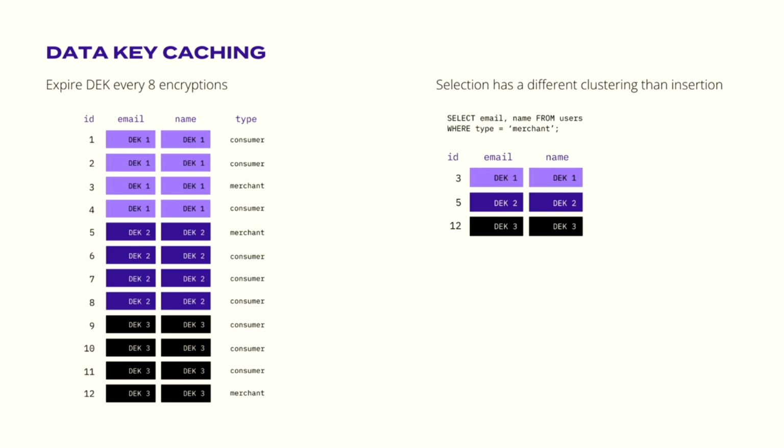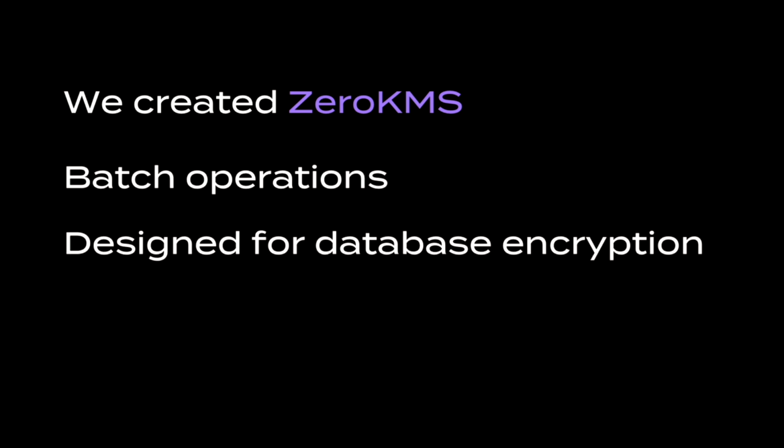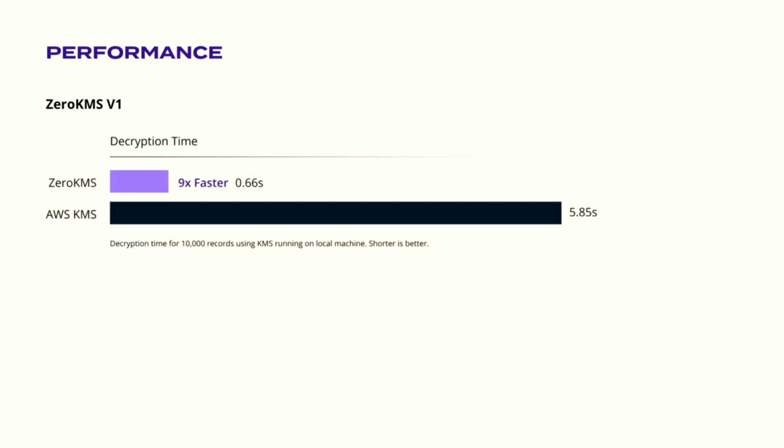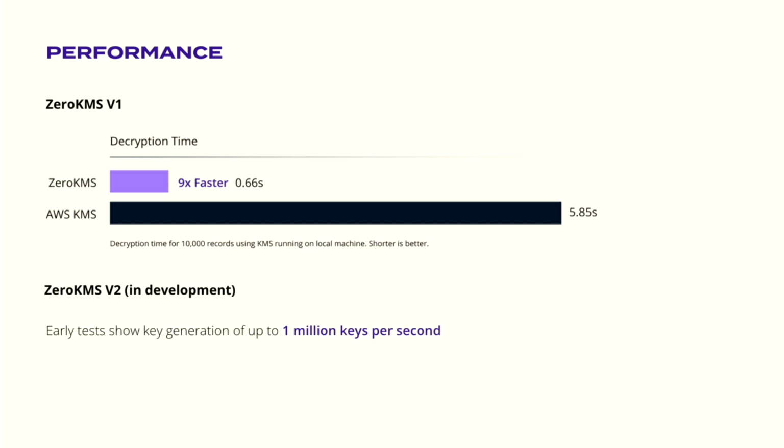We battled with this for a long time at SafeStash before we finally gave in and created our own key management service. We call it Zero KMS. It supports batch operations. It was designed from the get-go for database encryption. It runs anywhere, so it can run in any cloud or even on-prem, and it's significantly faster than Amazon's KMS. The first version was 9 times faster, and the new version, which is coming soon, should be up to 500 times faster. For a whole bunch of reasons, I could probably do a whole talk on that, but Zero KMS is a really important part of our offering.